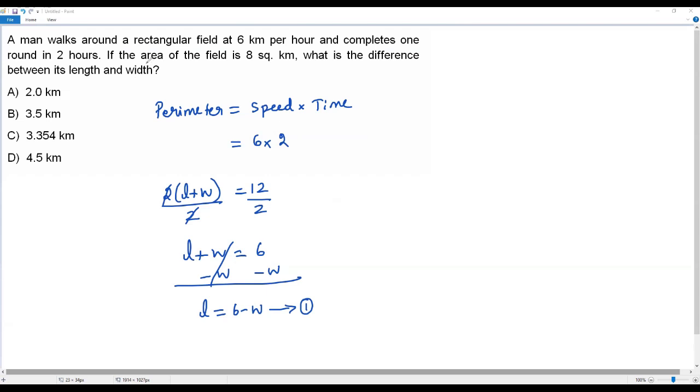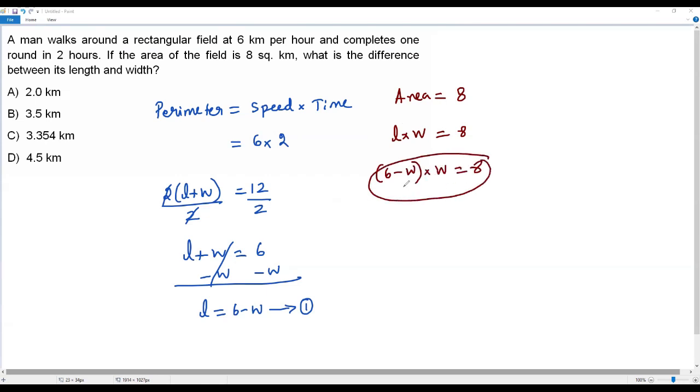That is, the area of the field is given, 8 square kilometers. So the area of the rectangular field equals 8 square kilometers. We know the formula for the area of a rectangle, length times width equals 8. And we know the expression for L, that is 6 − W. We can plug in 6 − W for L in L times W equals 8. Now we get an equation in just one unknown, W, and we can solve for W.